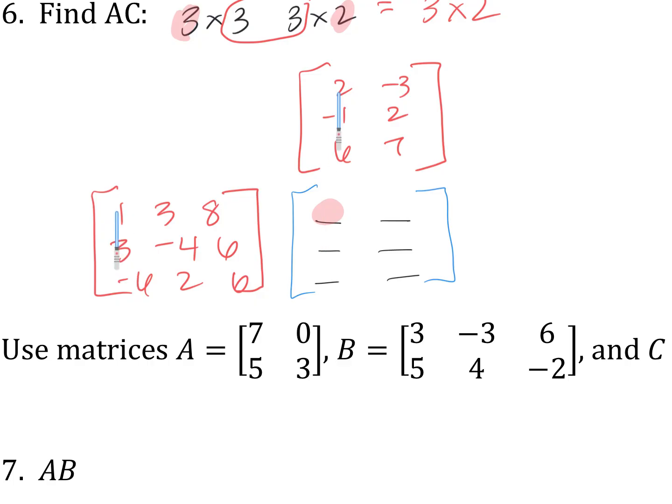Ready? Check this out. Multiply. What is 1 times 2? 2. Then watch what I do. What's 3 times negative 1? Negative 3. What's 8 times 6? 48. We have to add those 3 values together. We got 2 minus 3 is negative 1 plus 48 is 47. You guys did it.